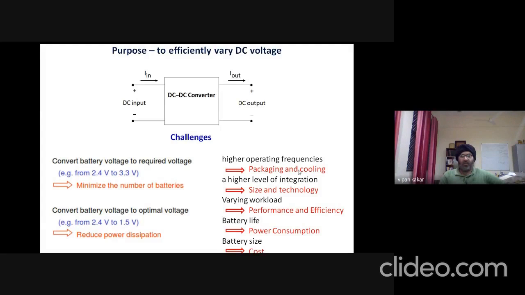So based on our workload or functionality, the DC to DC converter is actually adjusting its DC output from 2.4 volts to 1.5 volts. So it has a kind of a dynamic range. It can give us 2.4 volts at the output, or 1.5 volts at the output, or any voltage level in between. What's the benefit? It will reduce power dissipation. It will improve the efficiency. We'll see that when we move forward.